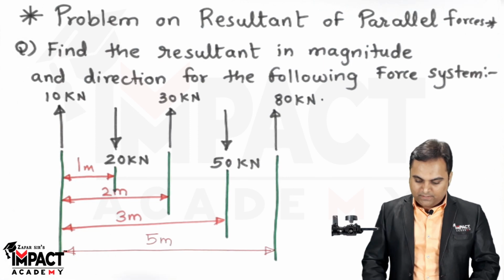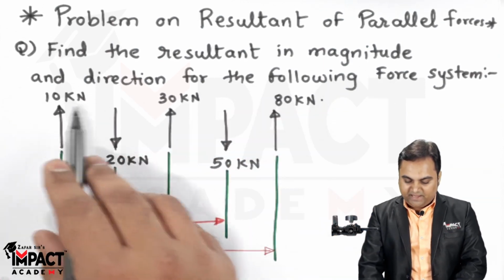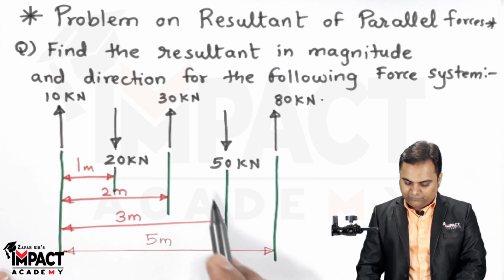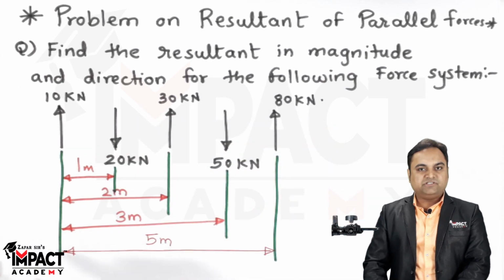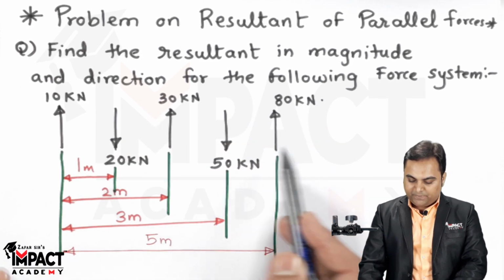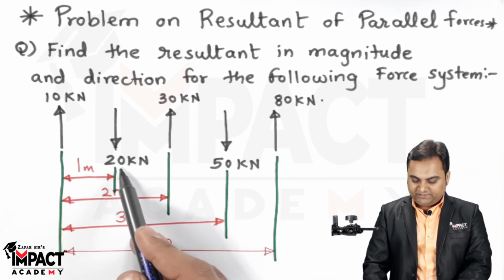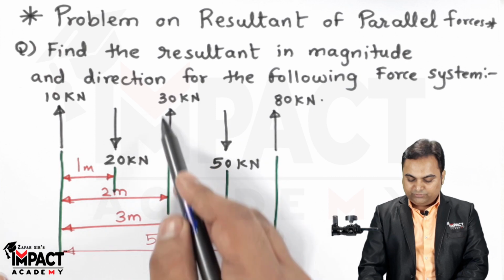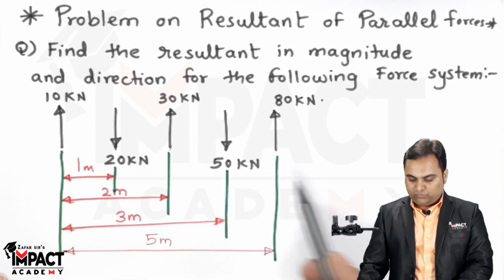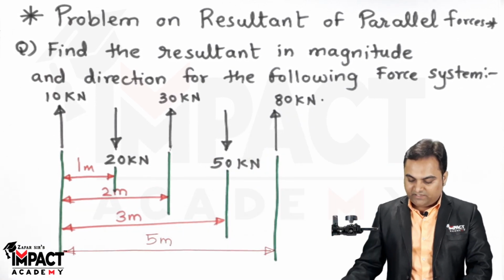It is given: find the resultant in magnitude and direction for the following force system. Here a diagram is given in which we can see all are parallel forces, like 10 kilonewton acting upward, 20 kilonewton acting downward. Similarly, 30 kilonewton is acting upward, 50 kilonewton downward, and 80 kilonewton is acting upward.